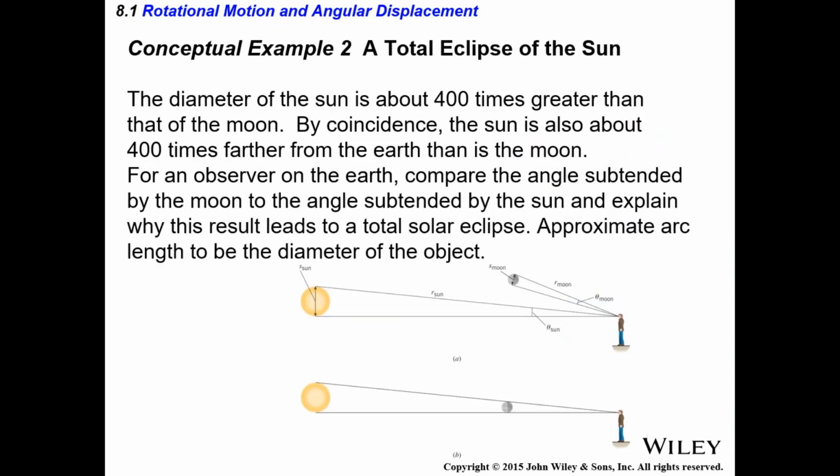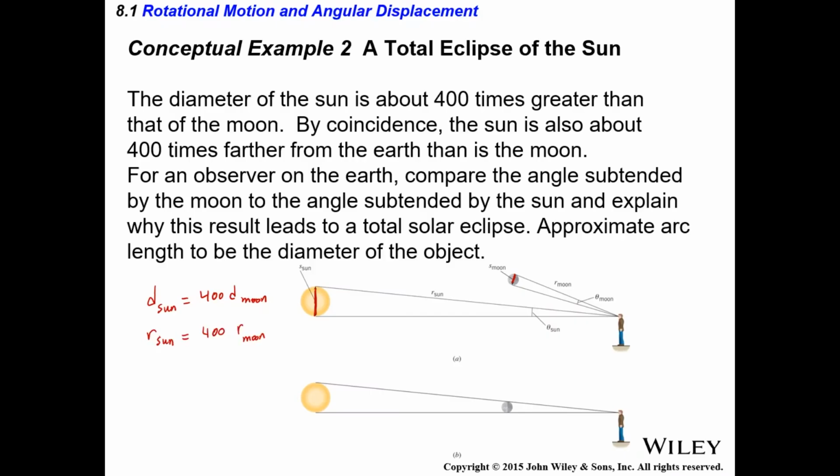We have another example here on the total eclipse of the sun. The diameter of the sun is about 400 times greater than that of the moon. So this is the diameter of the sun here, and the diameter of the moon. By coincidence, the sun is also about 400 times further from the Earth than is the moon. So I'll name this R.